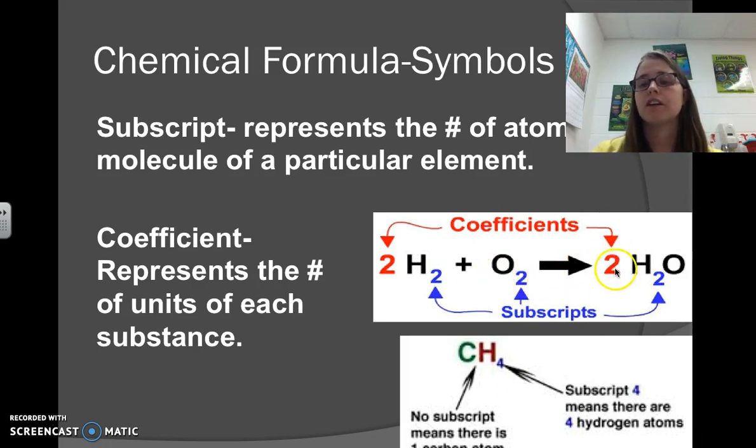Here we have another coefficient of 2, so that means that in the original compound there were 2 hydrogens and 1 oxygen, but we have 2 of those molecules, so we are going to have a total of 4 hydrogens and 2 oxygens on this side of the equation.